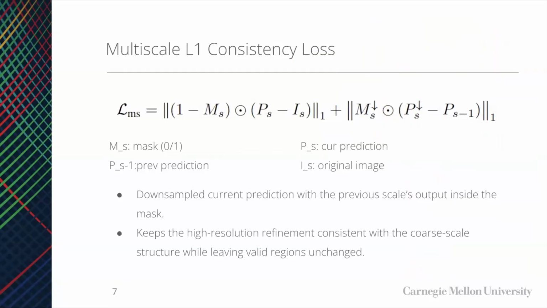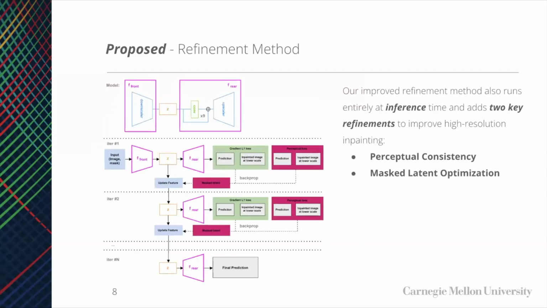The first part, we compare the prediction on the background area that's not masked with our original image. And the second part, we compare the masked area of our current prediction and the previous predictions. In this way, we keep the high resolution refinement consistent while leaving valid regions unchanged. Our proposed method also runs fully at inference time by refining the latent feature instead of updating model weights.